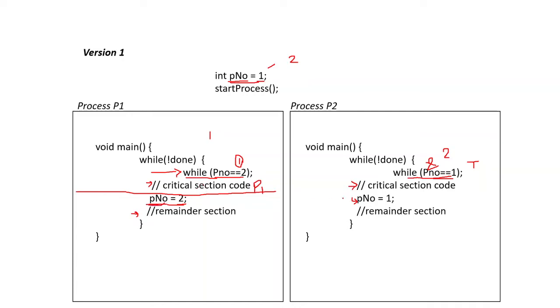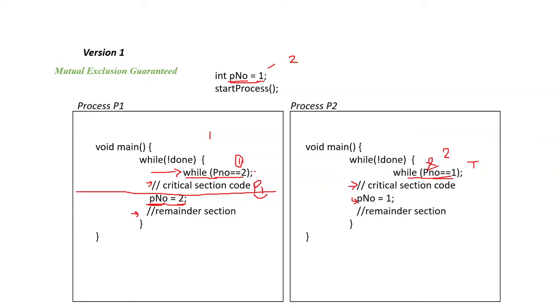So that guarantees mutual exclusion, like p2 cannot enter into the critical section by any means if p1 is still executing in the critical section. So this solution guarantees mutual exclusion, but this has two drawbacks.